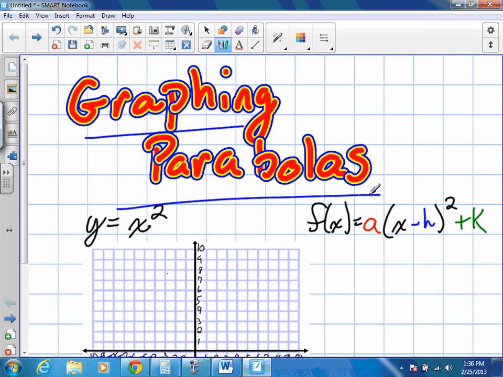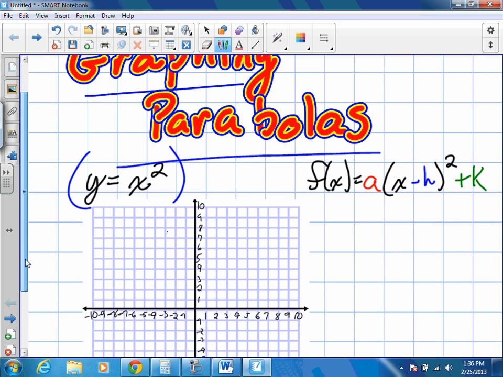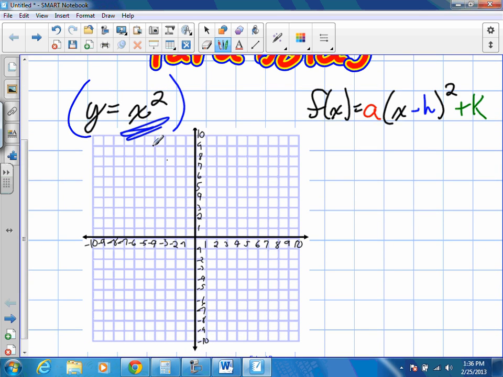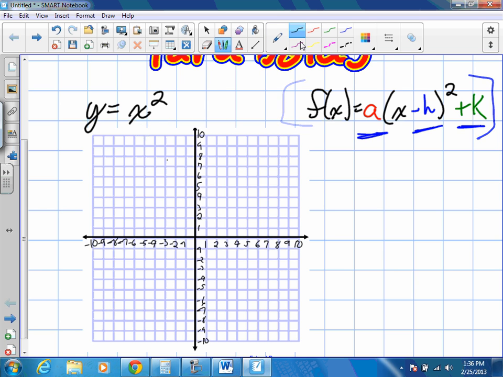So, graphing parabolas. This is considered our original function of a parabola. Okay? This is where we're really transforming everything from. Now, if you guys remember, when we put all the transformations together, it looks like this. We have an A, an H, and a K. This is known as the vertex form. Okay?